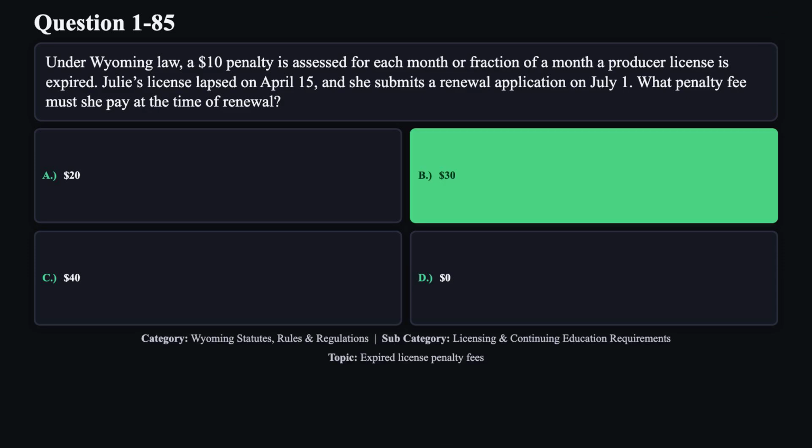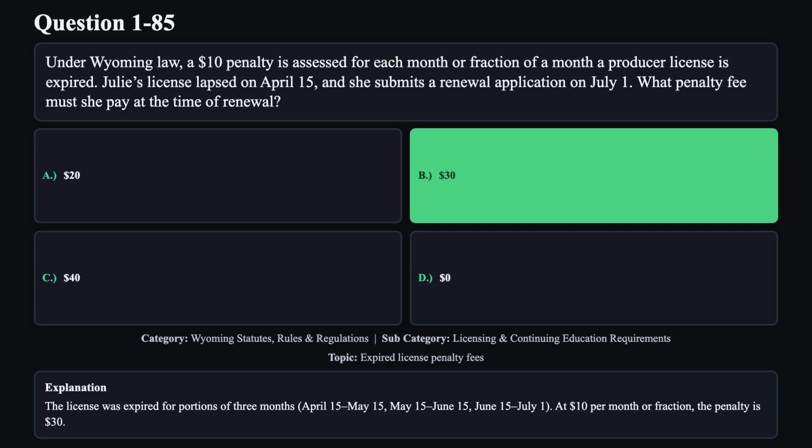The correct answer is B. The license was expired for portions of 3 months, April 15th through May 15th, May 15th through June 15th, June 15th through July 1st. At $10 per month or fraction, the penalty is $30.